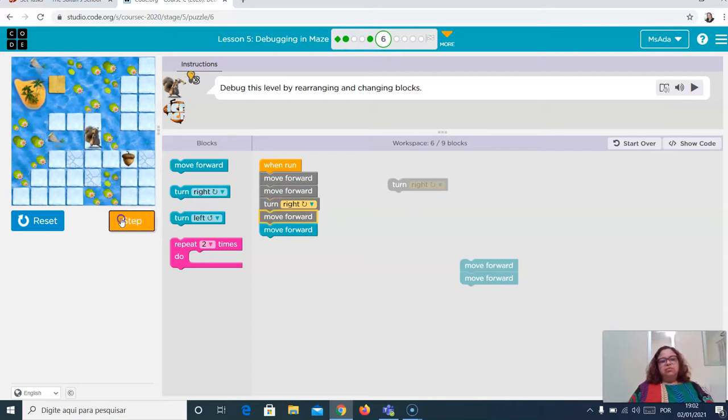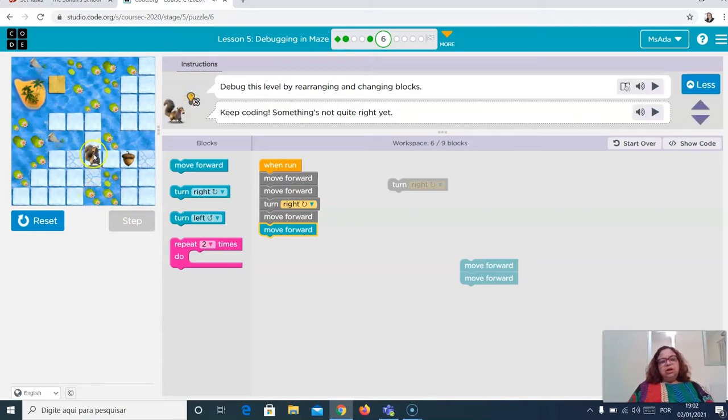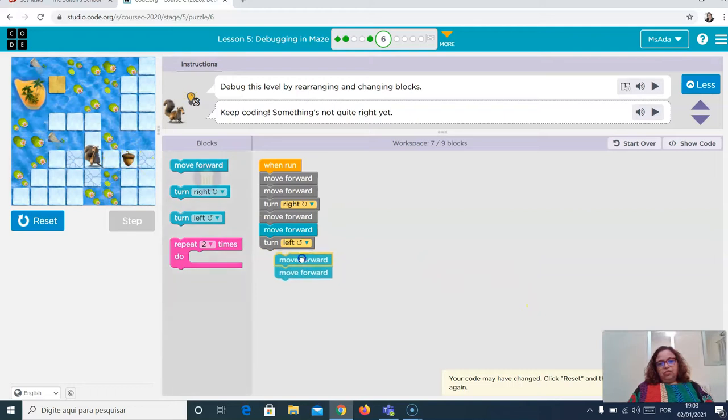Forward 1, forward 2. Now you see, now it needs to turn, because if it goes straight, it falls in the ice. If it goes to the right, it falls in right. So it needs to turn left. So let's put this one, but not turn right. Click on the little arrow. I need to turn left. And then go 1 and 2 forward. So let's check if it's correct now.